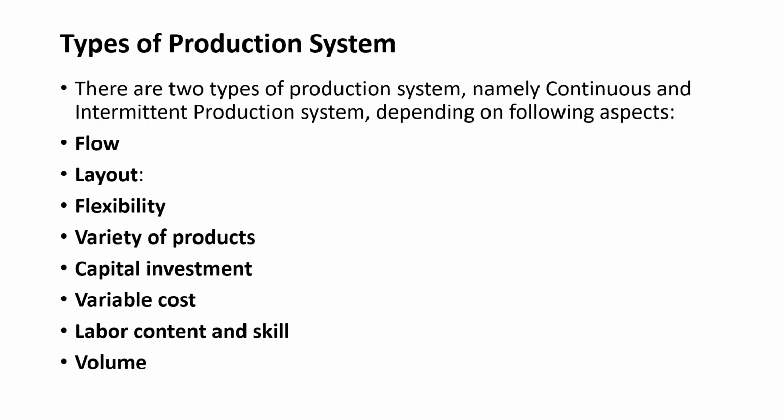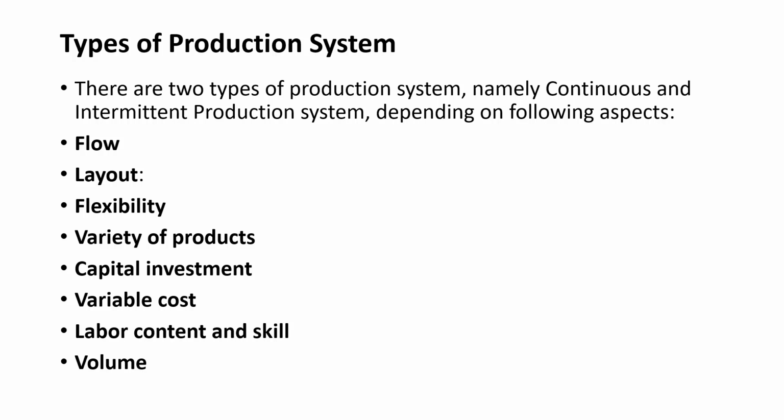So next point is layout. Layout may be process layout or product layout. In case of process layout, what happens? All the machines which are of the same type are grouped together and the items or the inputs are to be routed through various processes to produce the output. So the flow is highly jumbled, right?